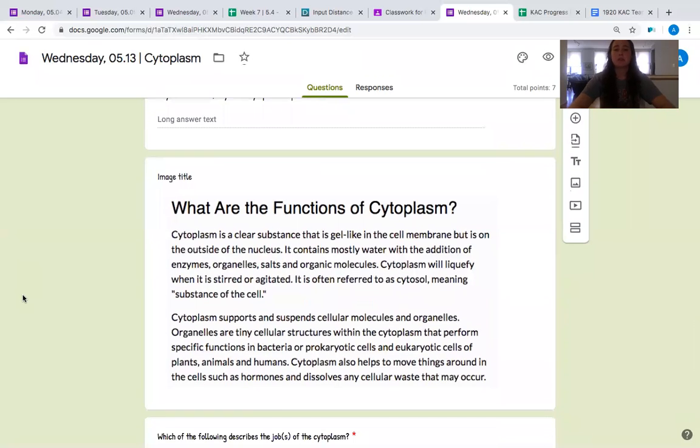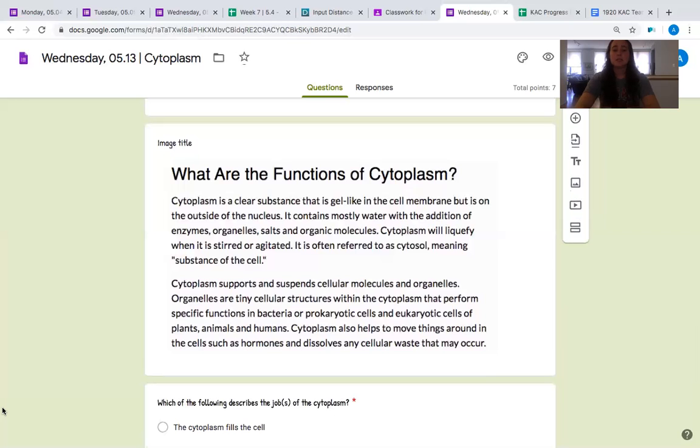What are the functions of cytoplasm? Cytoplasm is a clear substance that is gel-like in the cell membrane, but is on the outside of the nucleus. So you have your cell, you have your nucleus inside. So the cytoplasm is not in the nucleus, it's just all around the sides. It contains mostly water, with the addition of enzymes, we'll learn about those, organelles, salts, and organic molecules. Cytoplasm will liquefy when it is stirred or agitated. It is often referred to as cytosol, meaning substance of the cell.